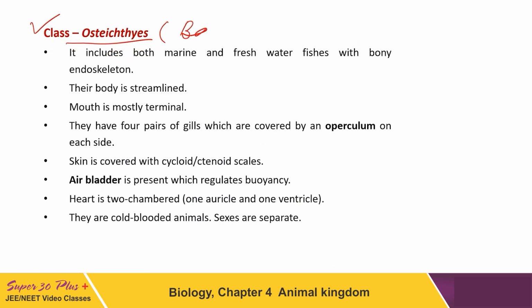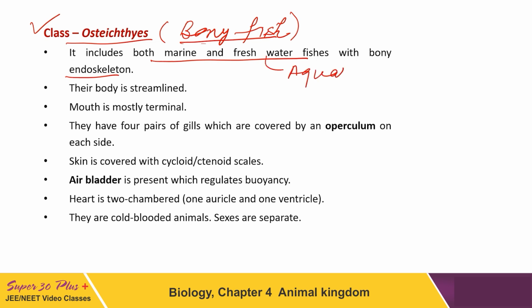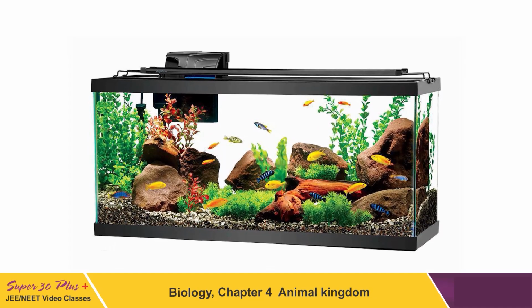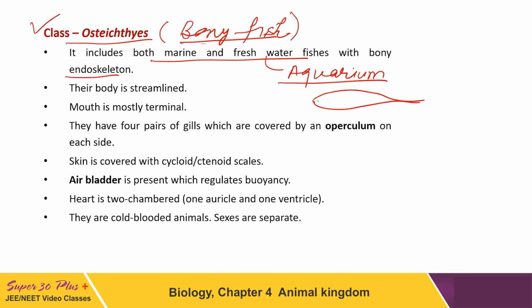These are known as bony fish. The endoskeleton is made up of bones. Both marine as well as freshwater fish have a bony skeleton. Freshwater fish, you have seen in an aquarium. Remember aquarium fish. We have to draw aquarium fish like this.